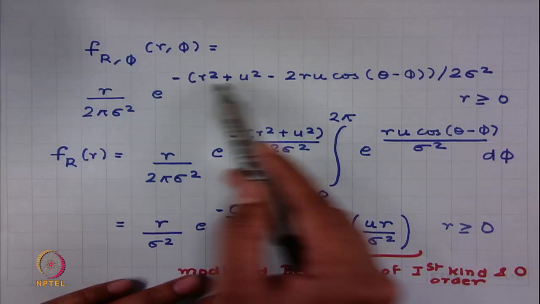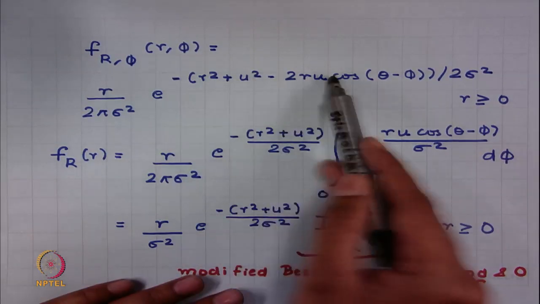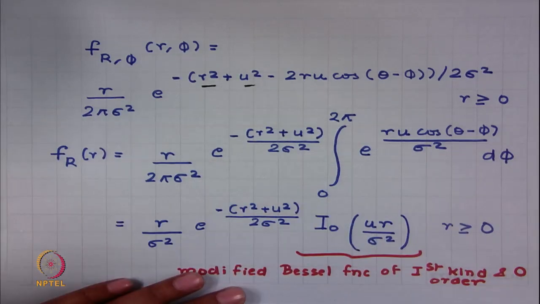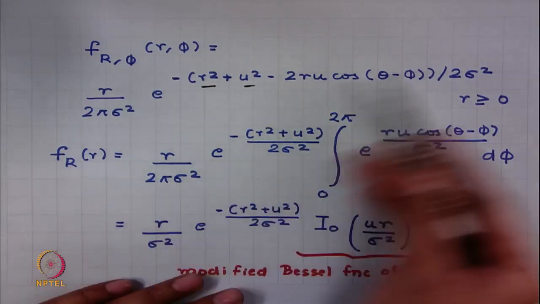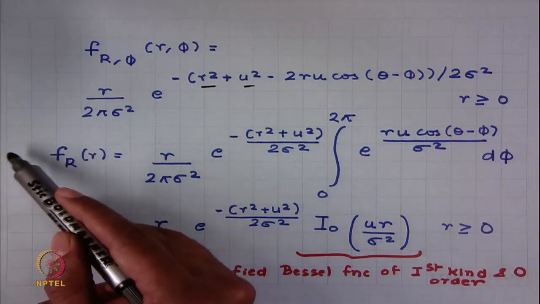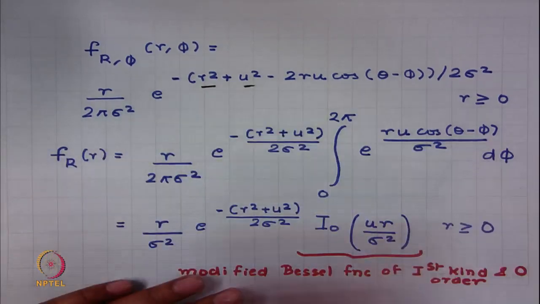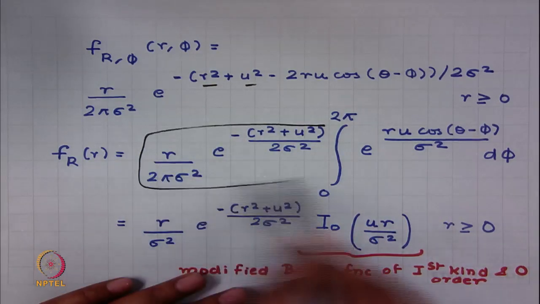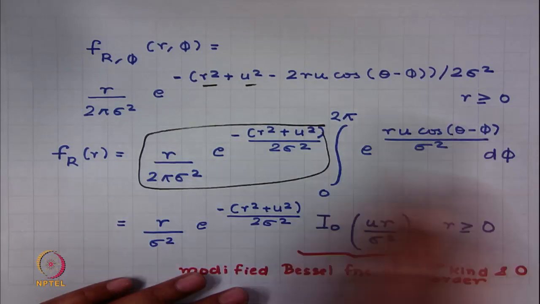What you can do is collect the terms which are independent of phi. I have these two terms which are independent of phi, so I can take them out of the integration because they are constants with respect to phi. So, I have this function and I have this integration to solve.